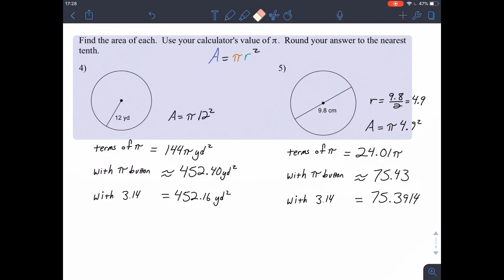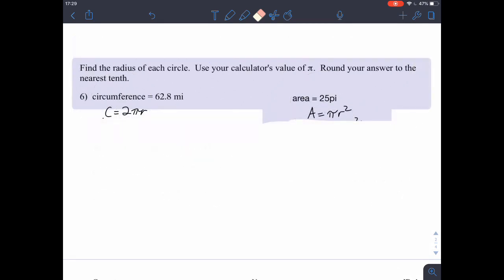If we multiply using the pi button on our calculator, that comes out to 75 and 43/100ths if we round it to the nearest hundredth. Or if instead we rounded pi to 3 and 14/100ths, we would have gotten 75.3914, or 3,914 10,000ths. All of those problems were pretty straightforward.